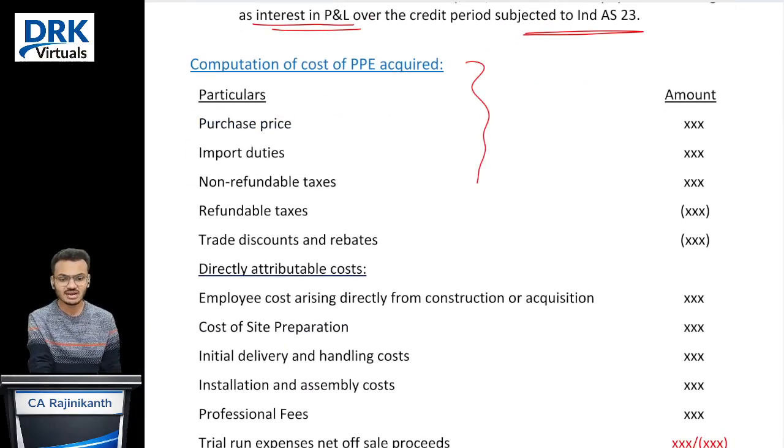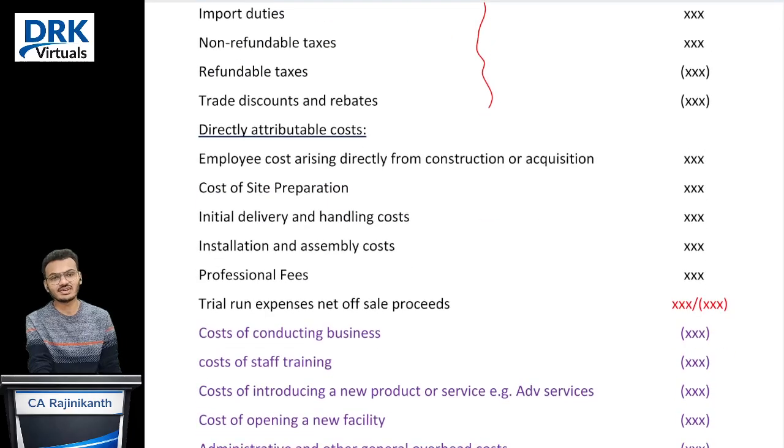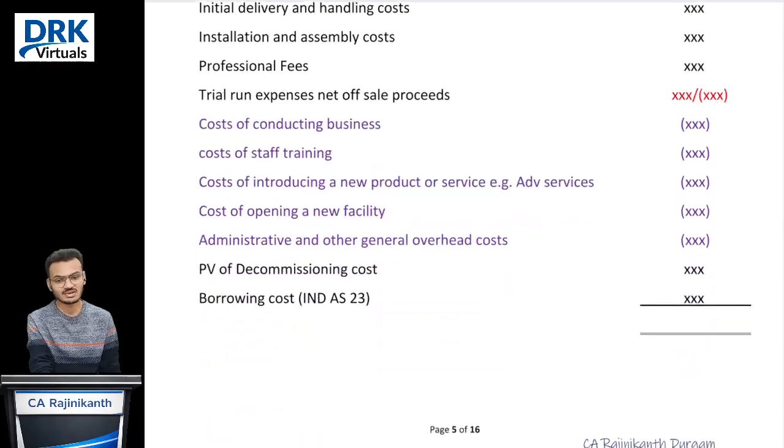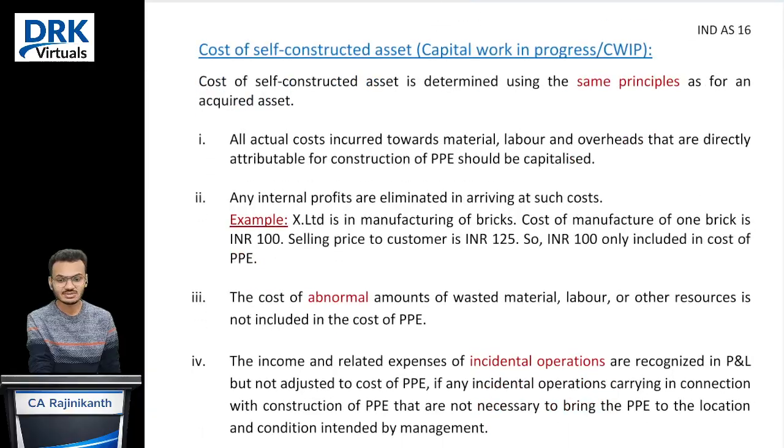This is the summary of what we have discussed in case of a ready-made asset available in the market, right? And the next one is cost of self-constructed asset. We can see this as capital work in progress or CWIP or asset under construction, a GL in the company's books of accounts.